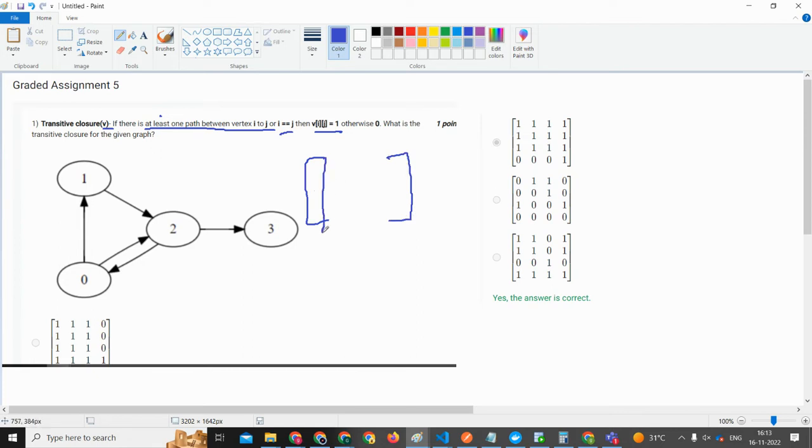Fine. Let's say that we have a four cross four matrix, right? We have four vertices, so four cross four. 0, 1, 2, 3. I'm not going to put zeros as of now. Tell me, what is the transitive closure for the given graph? Okay. Fine.